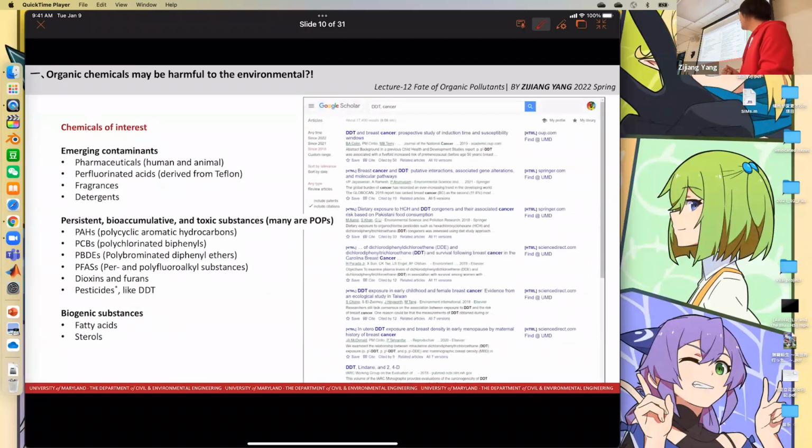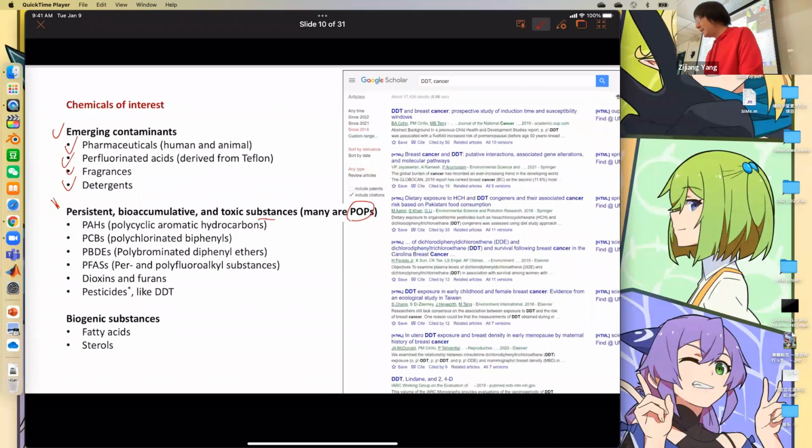And the organic chemicals may be roughly classified into 3 types that we are interested in. The first one is emerging contaminants, like pharmaceuticals and perfluorinated acids and fragrances and detergents. Also, we have chemicals that are persistent, bioaccumulative, and toxic. And many of these chemicals are POPs, and I will talk a little bit about POPs in the next slide. This includes PAH, PCB, PBDE, and PFOS, and some others like pesticides such as DDT.